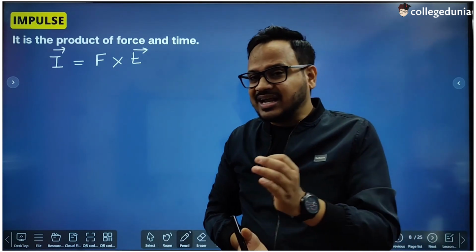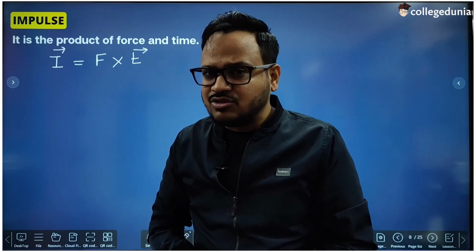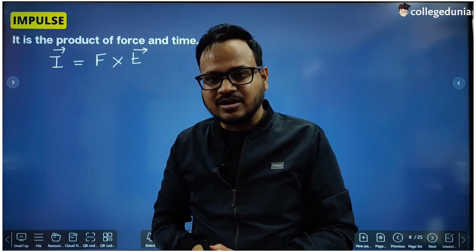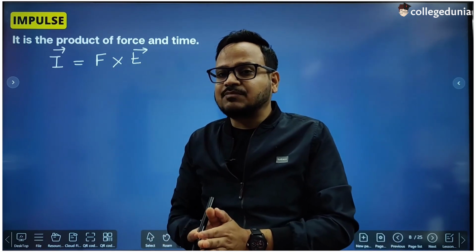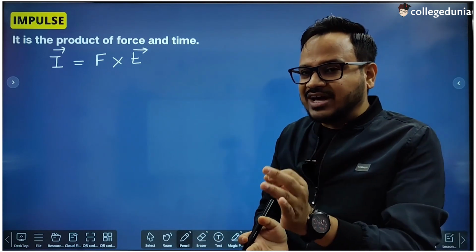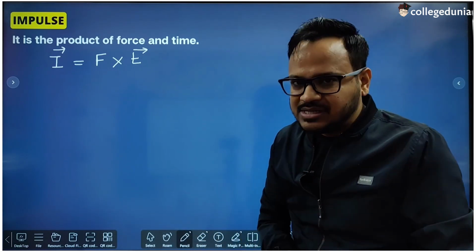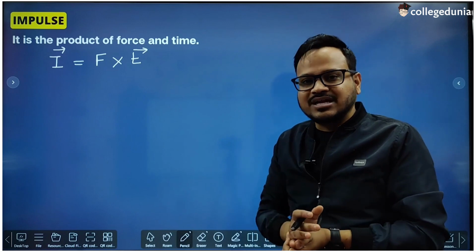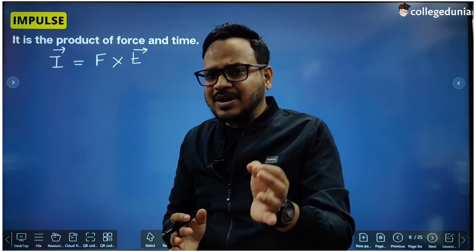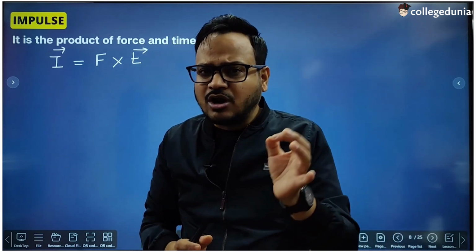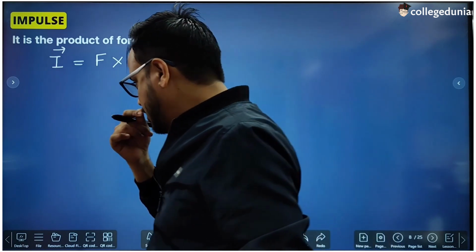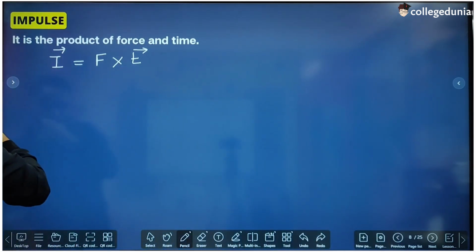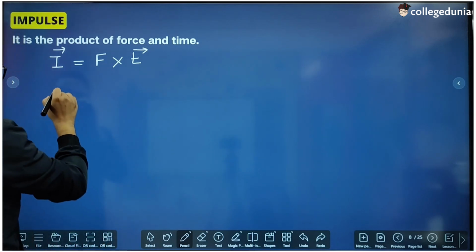For example, when a bat hits a ball, then what is the time of contact? Time of contact is very small. It is less than 1/10 of a second. So that force which is applied by bat on the ball in this very short duration, that is called impulsive force. Or when a hammer hits a nail, hammer applies force on nail for a very small fraction of time, and that is called, my friends, impulsive force.